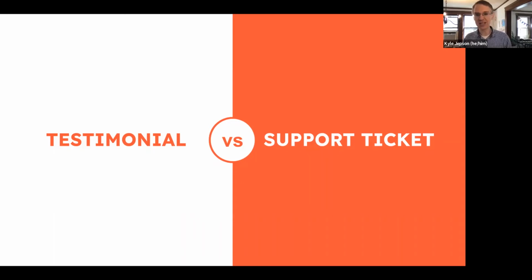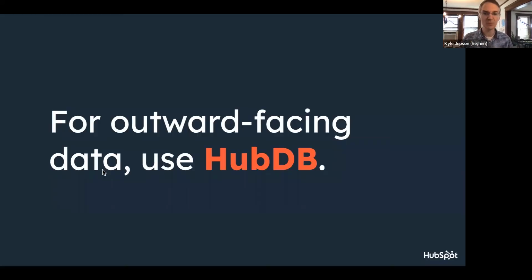Whereas a support ticket, that's more for your internal communication. You're not going to be publishing that externally anywhere. Maybe through a customer portal or something where they can seek updates, but you're not going to want to put it on your website exactly. So that's a better use for an object, right? And we have a standard ticket object. But for things like testimonials that are purely for your website, you're going to want to use HubDB. It's a really powerful tool. It can do a lot of different things.